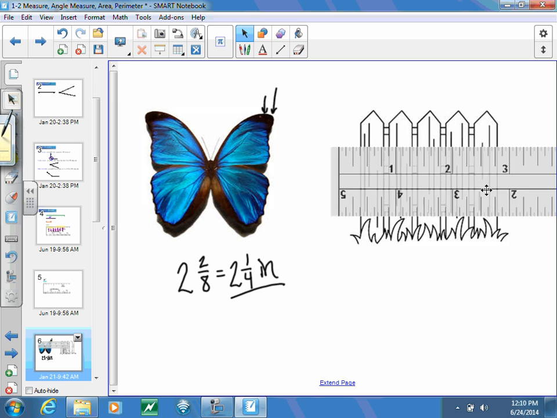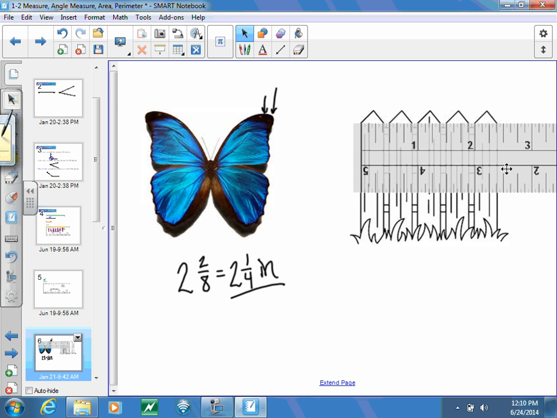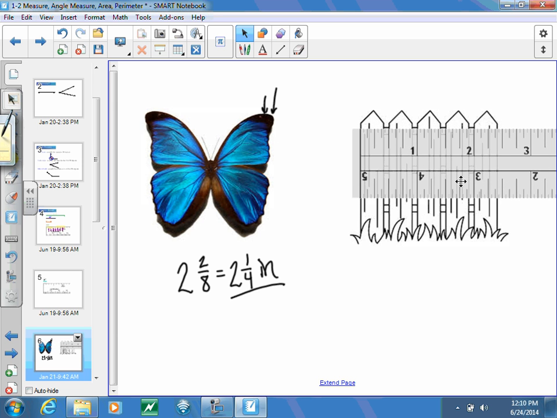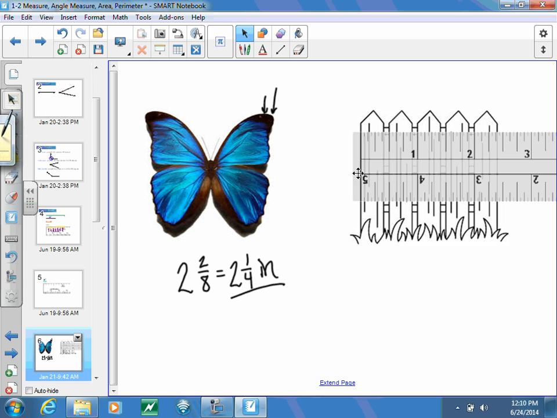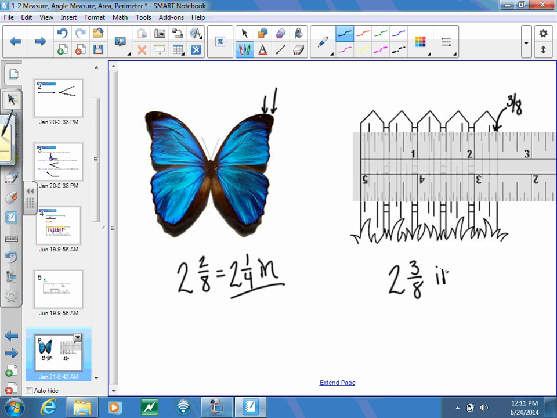If I wanted to go ahead and measure the fence, okay, let's go from end to end. Here I'm measuring, and I want to go to this mark right here. Each of those is 1/8, so I have 2 and 1/8, 2/8, and 3/8. So there's my 3/8 mark. So here I have 2 and 3/8 of an inch.